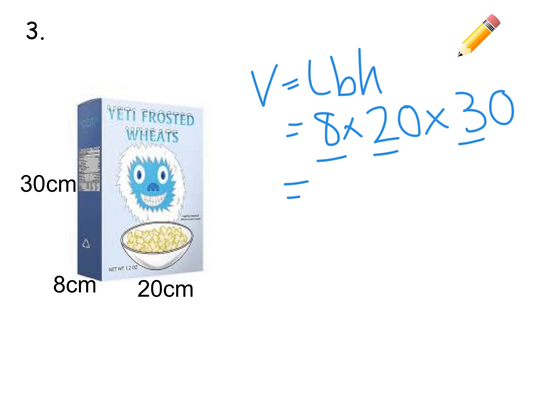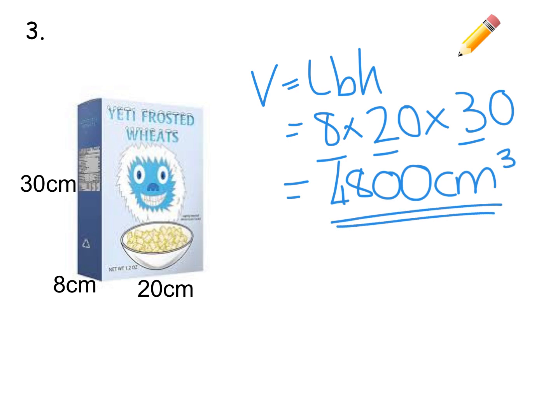So let's have a look. 3 times 8 is 24. 24 times 2 is 48. And then I ignored 2 zeros, so I'm going to put those 2 zeros back on. So that is 4,800 cubic centimetres. I don't think my dimensions for that box are all that accurate, because that's quite a lot for a box of cereal. So after this, what comes next?